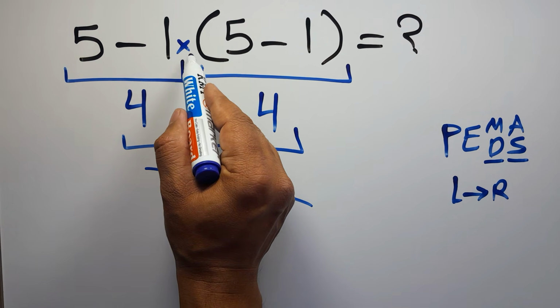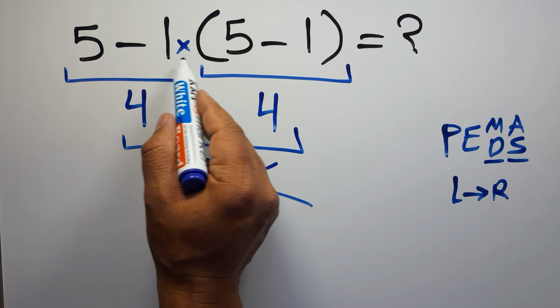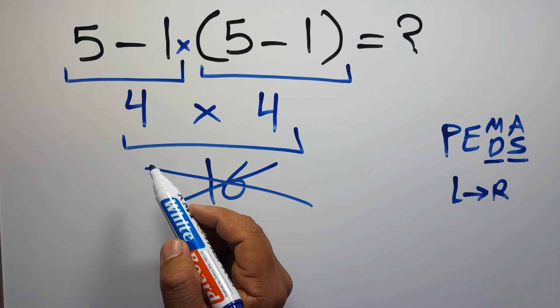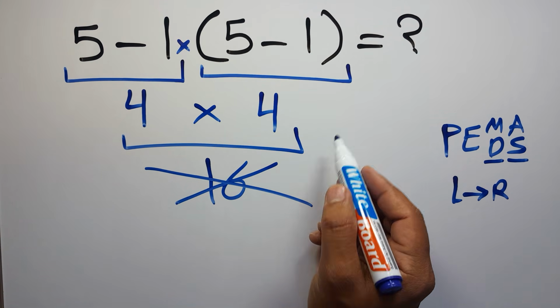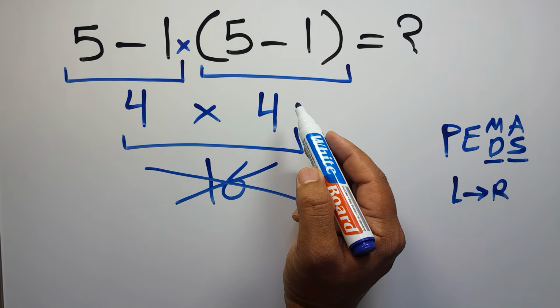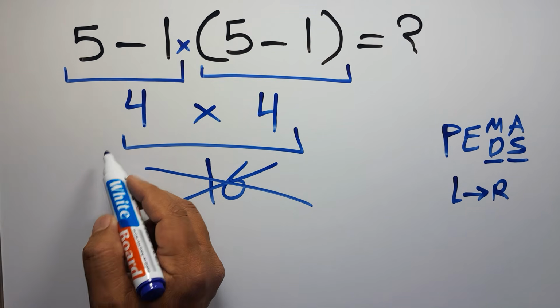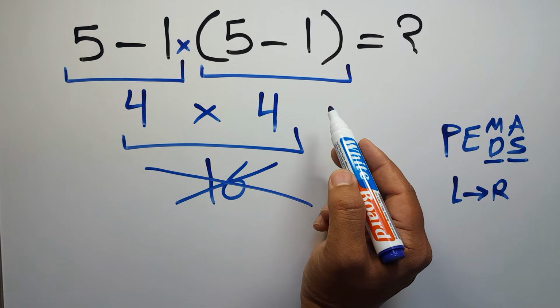Here we have a multiplication because in mathematics, when a number is placed next to parentheses, it means multiplication. And we usually don't write the multiplication sign for brevity. Okay, so according to PEMDAS, first we have to do this parentheses, then this multiplication, and finally this subtraction. If we do this subtraction before this multiplication or this parentheses, it is wrong.